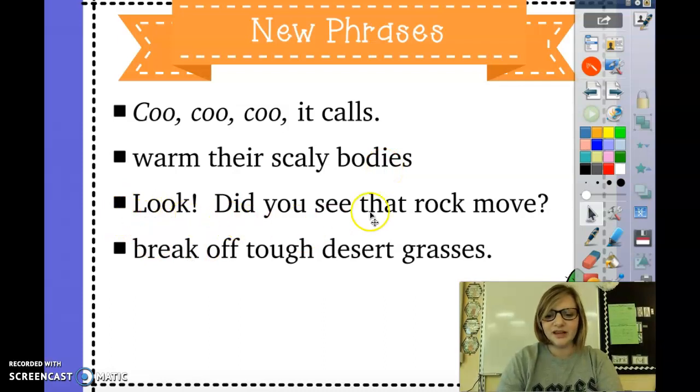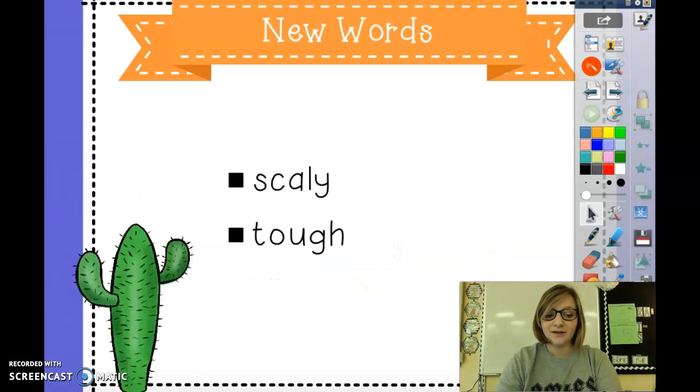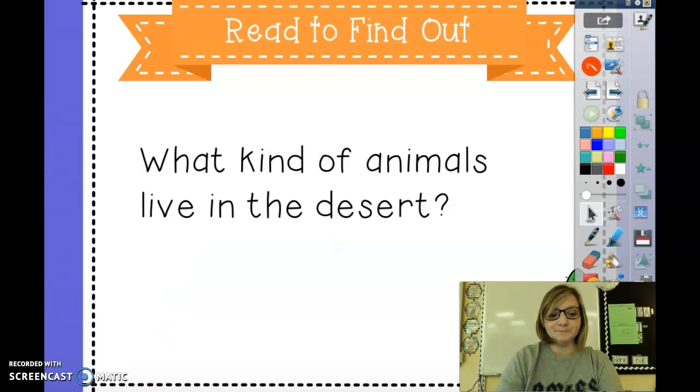Look, did you see that rock move? Your turn. Look, did you see that rock move? Next one. Break off tough desert grasses. Your turn. Break off tough desert grasses. All right, very nice. Oops. Go to my next slide here.